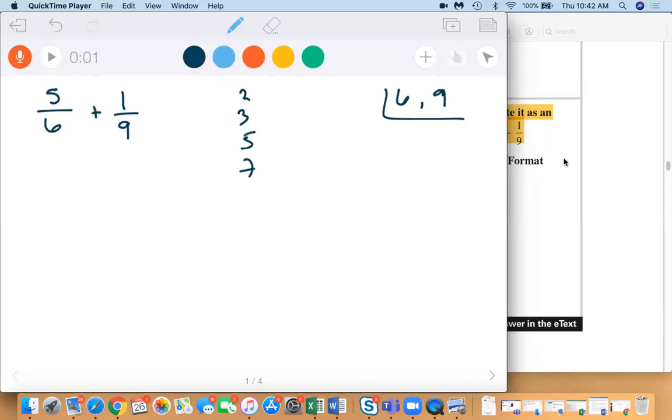So let's start. Neither one of these is divisible by 2, so we're gonna move on to 3. They're both divisible by 3. 6 divided by 3 is 2. 9 divided by 3 gives us 3.